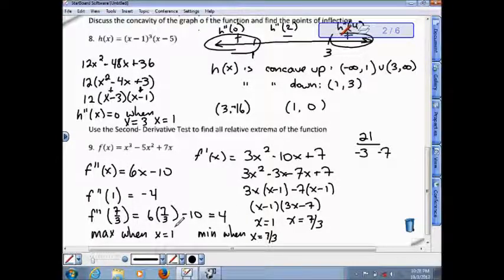So we're going to have to plug these values in to actually find these points. So if we plug in a 1, 1 cubed is 1, minus 5 times 1 squared is minus 5. That's negative 4, and then we add 7, so that turns into a 3. So 1 comma 3 is the relative max.